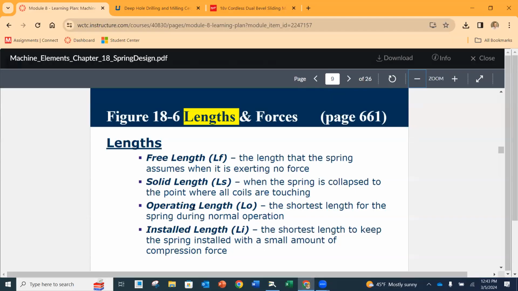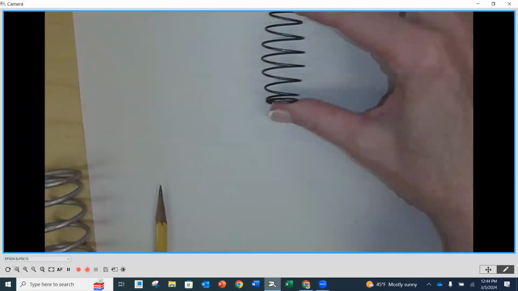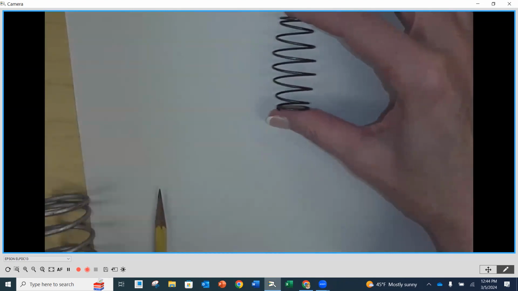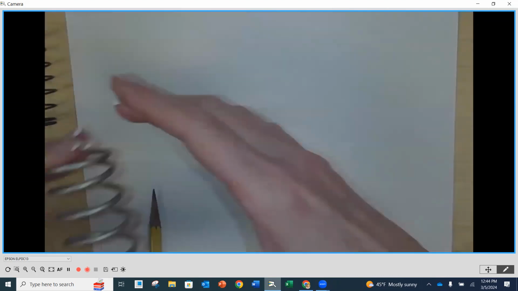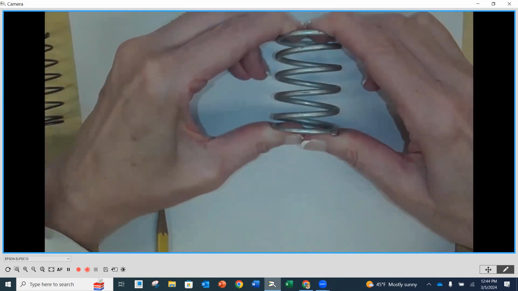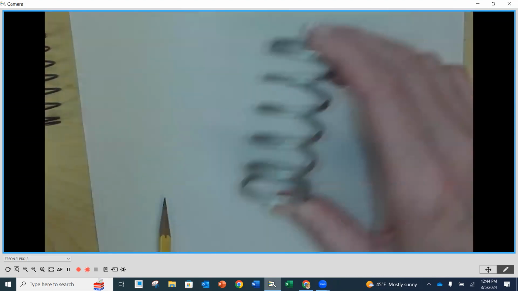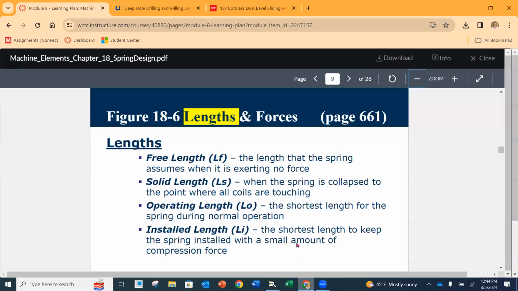The solid length is when the spring is collapsed to the point that all the coils are touching. So if I take this one, probably my best chance at going all the way, and they're all touching at once, that's going to be the solid length, and what that distance would be. So collapsing it all the way. Here, I know I'm not going to get it to a solid length, but each one of those coils would be hitting each other.